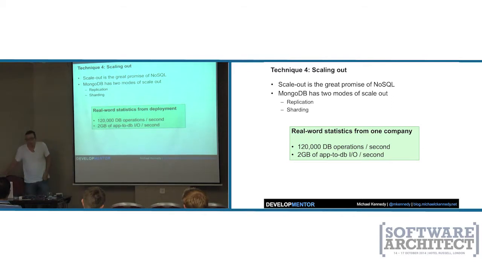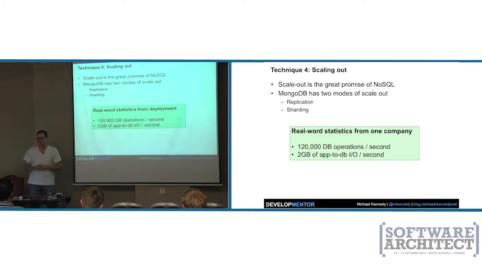They were looking to recruit some people to work with them, so they sent around a message that said, hey, we're doing really awesome stuff with Mongo. Here's just an example of one deployment. We're doing 120,000 read, write, update, deletes per second on a single cluster, and we're transferring 2 gigabytes of data between the database and the app per second. So if you need to scale out, you can do amazing things.